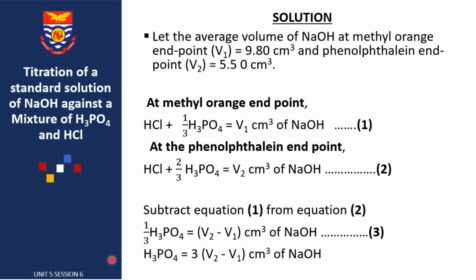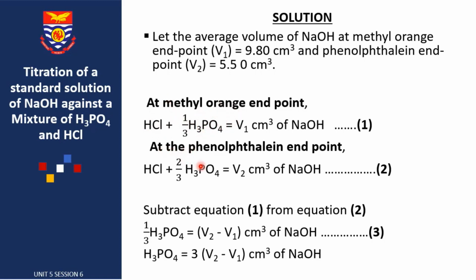Let the average volume of sodium hydroxide at the methyl orange endpoint be V1 and at the phenolphthalein endpoint be V2. At the methyl orange endpoint, we will have the whole of the hydrochloric acid being neutralized and 1/3 of the phosphoric acid being neutralized. So the volume of the sodium hydroxide at this endpoint is the volume that was able to neutralize the whole of the hydrochloric acid and 1/3 of the phosphoric acid.